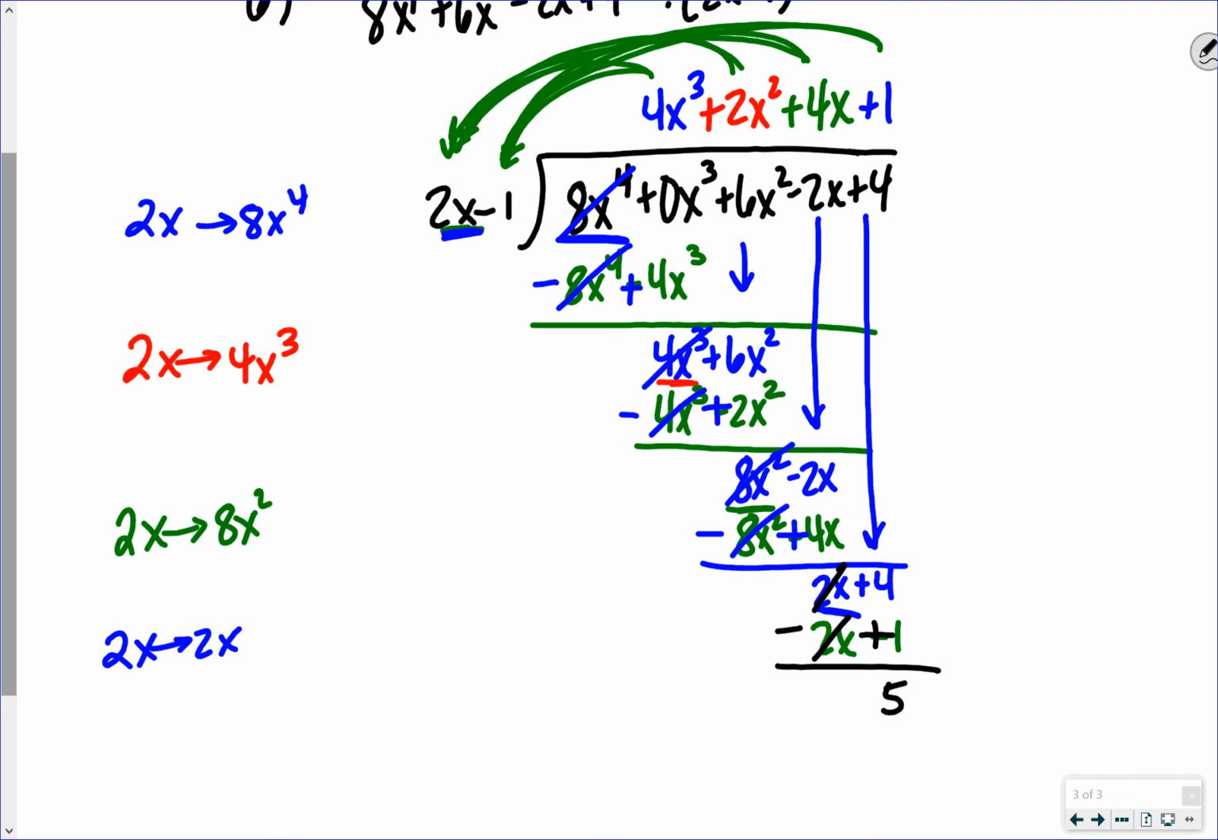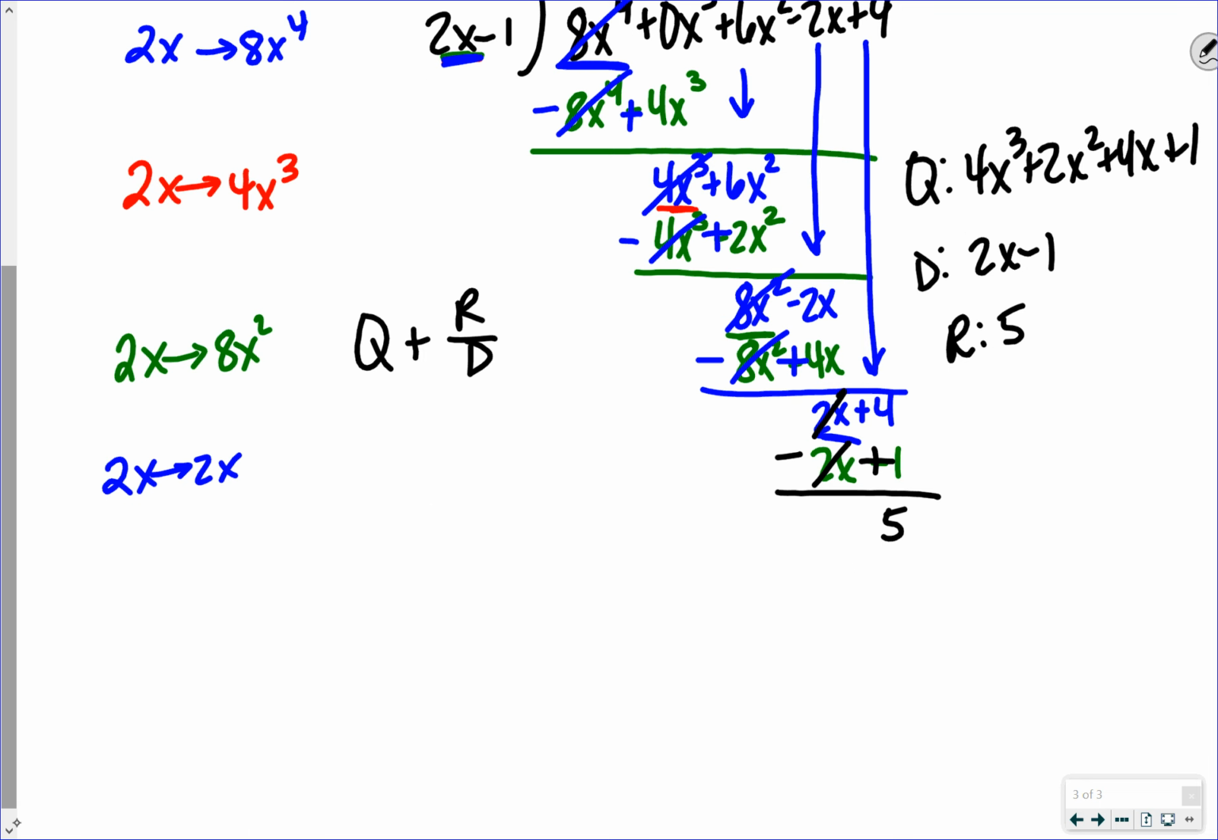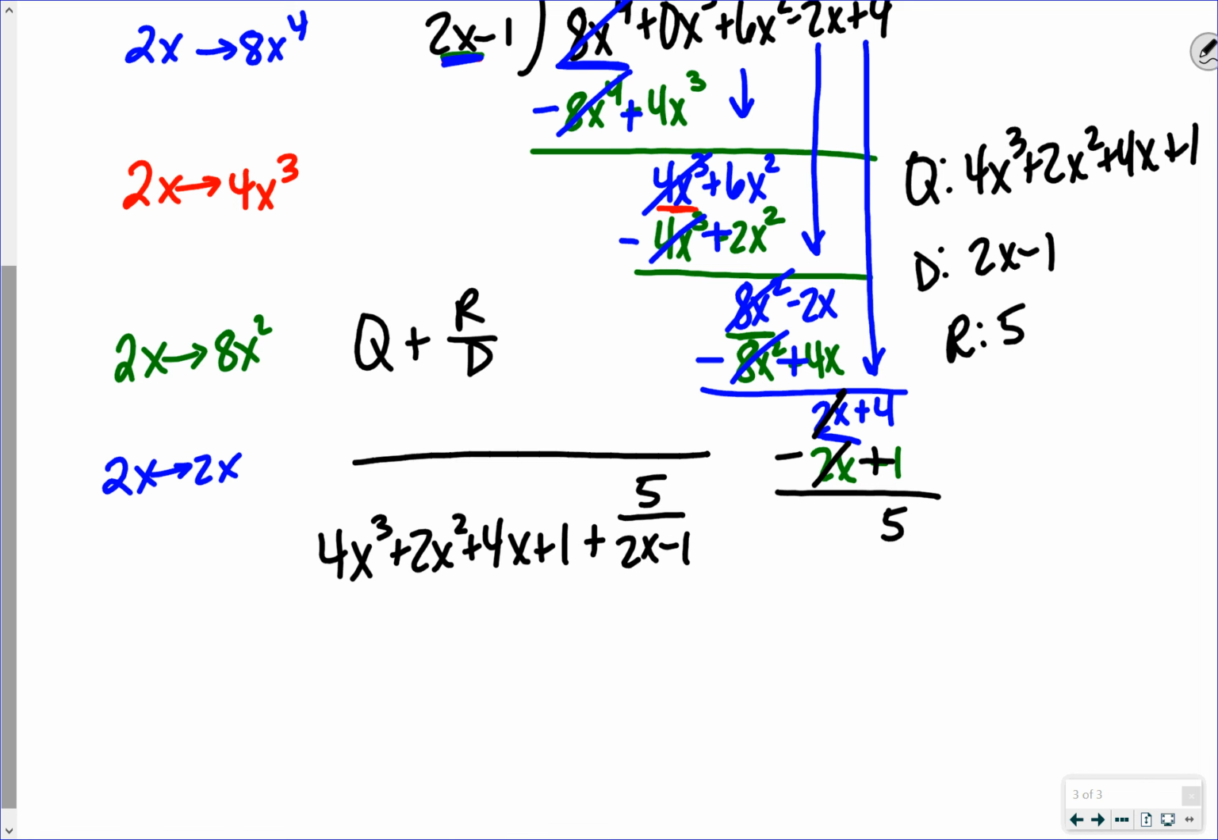So it says to write it as quotient plus remainder over divisor. Well, my quotient is the thing on the top: 4x cubed plus 2x squared plus 4x plus 1. My divisor is 2x minus 1, and my remainder is 5. So if I'm going to write it in that format, it is going to look like quotient 4x cubed plus 2x squared plus 4x plus 1 plus my remainder 5 over my divisor 2x minus 1. Final answer. Long division.